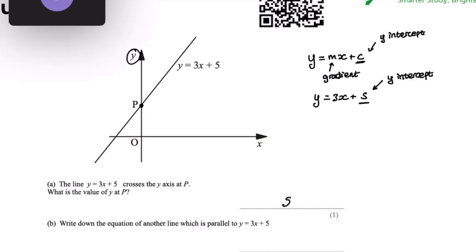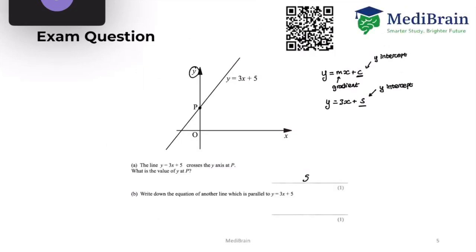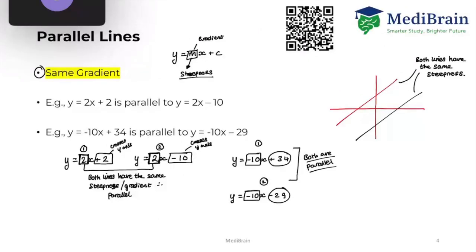Now, write down the equation of another line which is parallel to y equals 3x plus 5. Remember, if two lines are parallel to each other, they must have the same gradient, so the m must be the same. We looked at y equals 2x plus 2, which is parallel to this one because both have the same number before the x. That means they are parallel to each other.